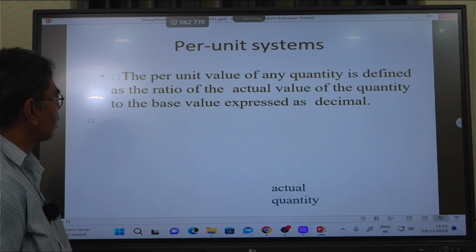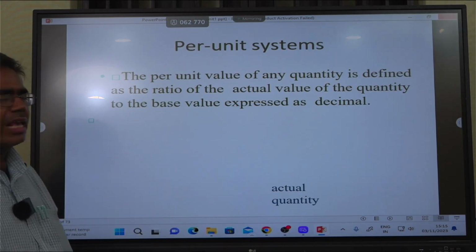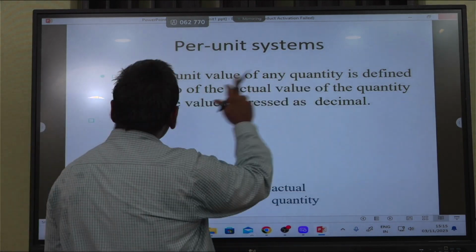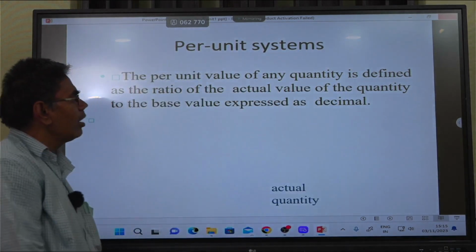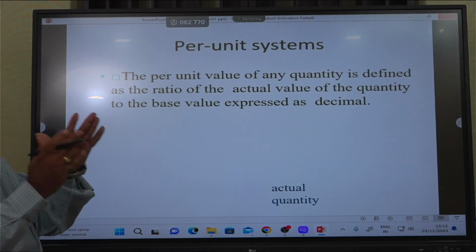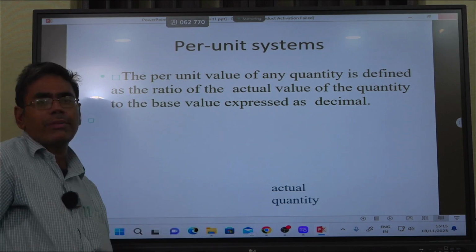Next, the per unit system. The per unit system is most important. The per unit value of any quantity is defined as the ratio of the actual value of the quantity to the base value of the quantity, in decimal. The per unit system is the actual value divided by the base value. Per unit quantities are dimensionless parameters.